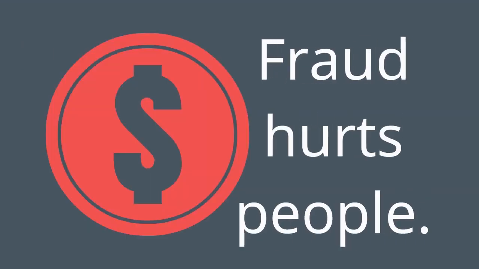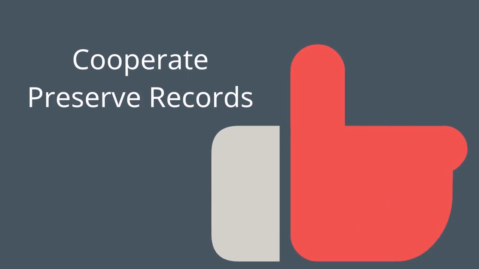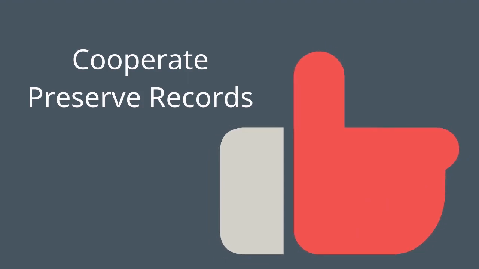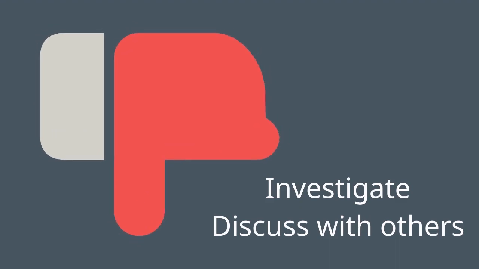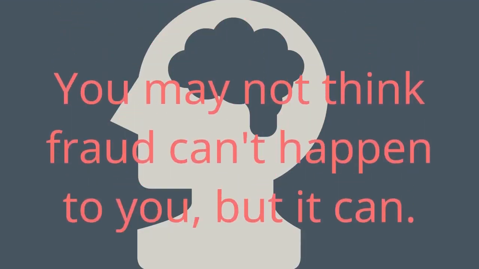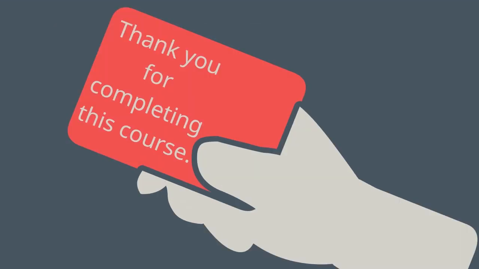Fraud hurts people, taxpayers, kids, us. Bad things happen to fraudsters. Employer discipline, criminal fines and/or jail time, civil lawsuits, loss of trust, and loss of reputation. If you report fraud, do cooperate and secure records if possible. Do not investigate on your own or discuss with anyone other than the senior management or those investigating. You may not think fraud can happen to you, but it can. Maybe it already has.